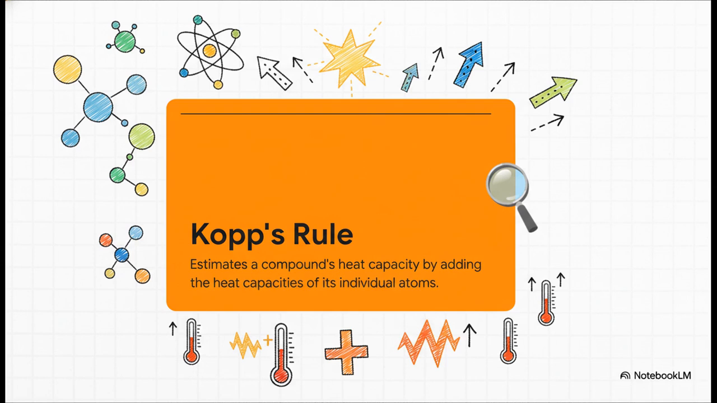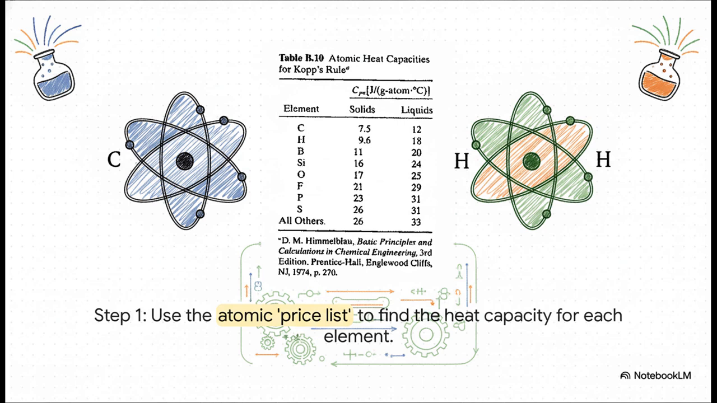The idea is wonderfully simple. If you don't know the heat capacity of a whole molecule, just estimate it. And you do that by adding up the heat capacities of all the individual atoms that make it up. It's an approximation, for sure, but it's often a surprisingly good one. Let's see exactly how it works. First, you go to a different price list, but this one isn't for molecules, it's for individual atoms. So this table gives you a pretty good approximate heat capacity value for a carbon atom, a hydrogen atom, an oxygen atom, and so on.